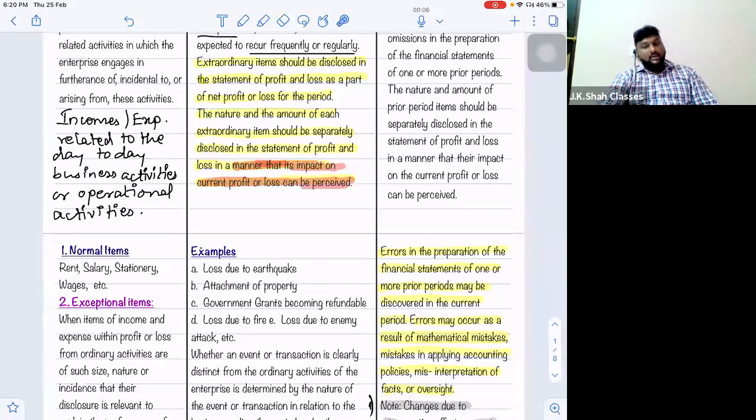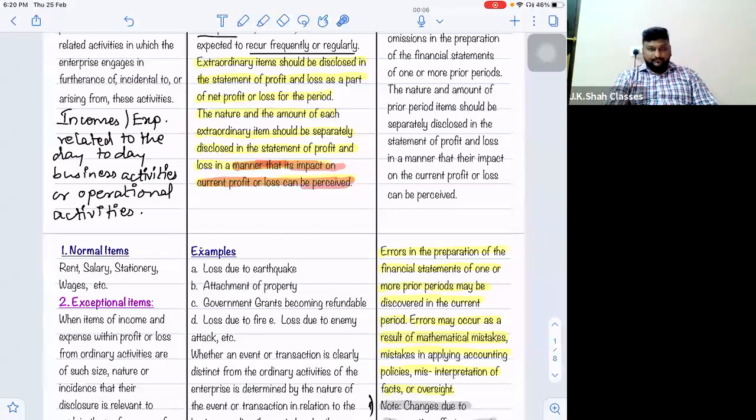Yes, loss in transit is also an extraordinary item, whatever mode of transport it is. Loss in transit is also an extraordinary item. See, whenever you see extraordinary items, these are distinct from your normal business items or normal business activities.